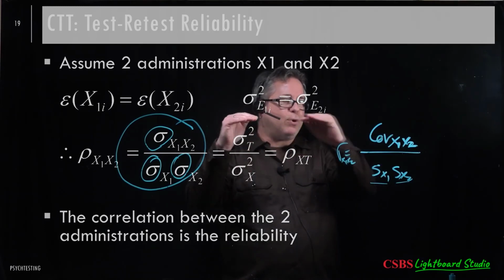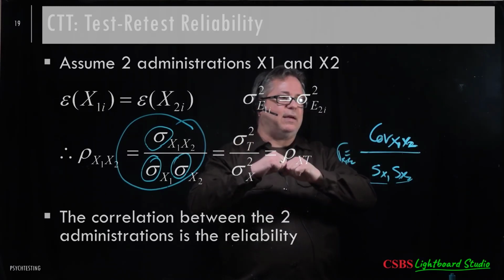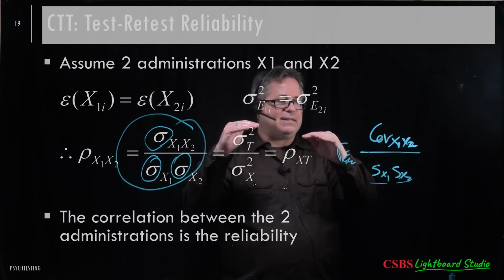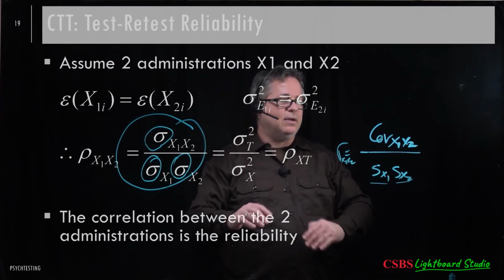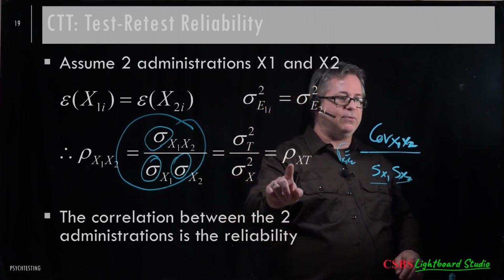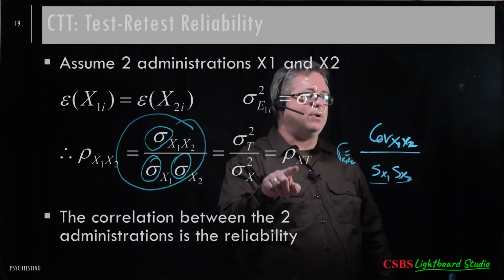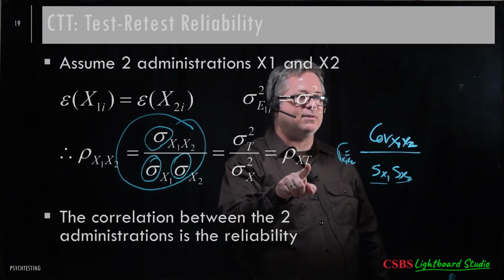If everyone scored perfectly consistent, right? They're the highest, they're the highest again. Next highest, next highest. They're perfectly consistent all the way down. This would be 1. Perfectly consistent, zero error. We would know that the scale perfectly captures the true score. That's usually not the case.